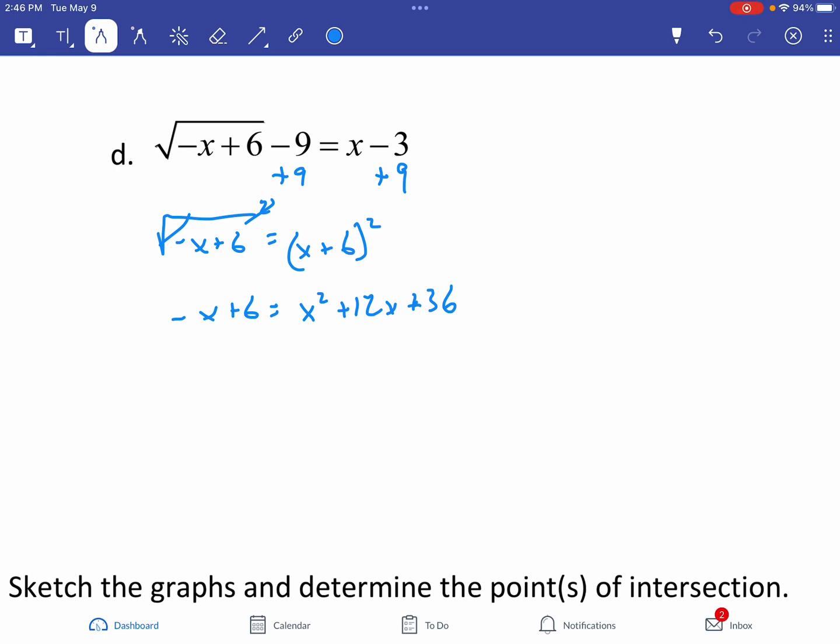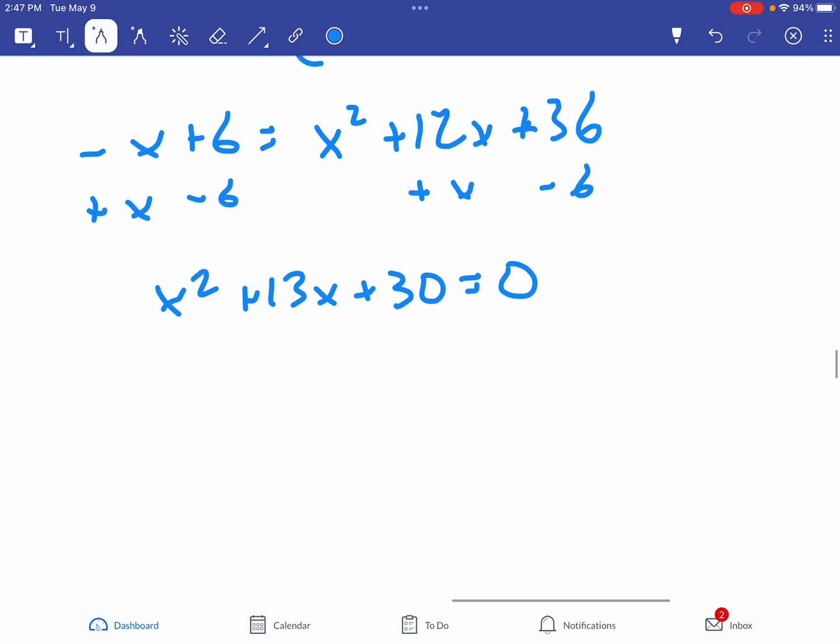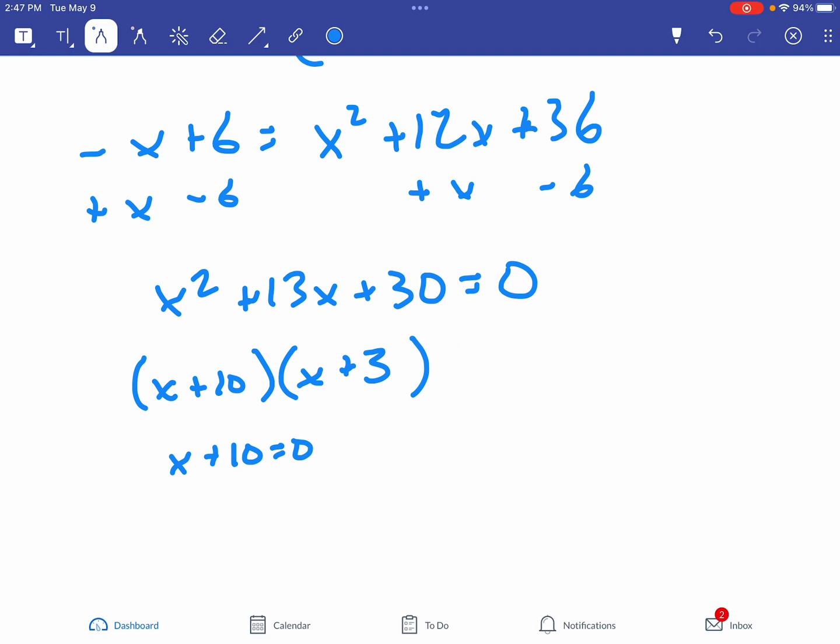All right. I'm going to move the stuff on the left to the right. So I will get x squared plus 13x plus 30 equals 0. All right, now I can factor this. Two numbers that multiply to be 30 and add up to be 13 are 10 and 3. If I set these both equal to 0 and solve, I will get negative 10 and negative 3.